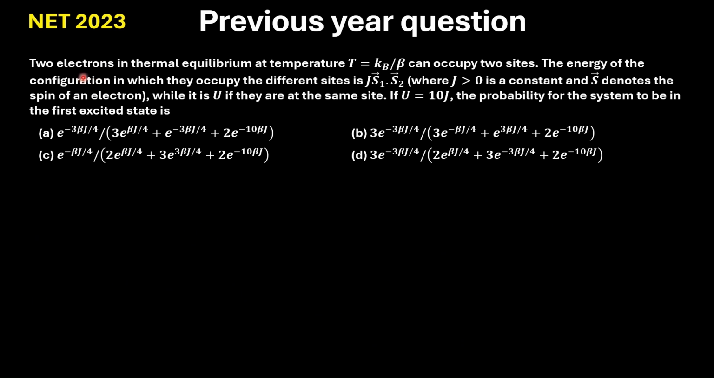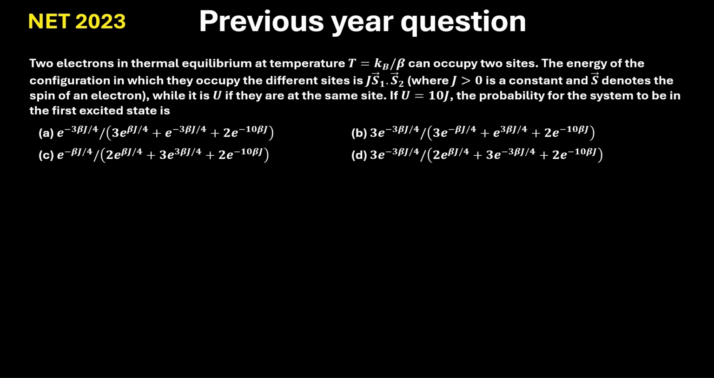In this question, it's a 2-electron system which is in thermal equilibrium and they can occupy 2 sites. And the configuration energy is given by this term, and S denotes the spin of the electron, and when the 2 electrons are occupying different sites, it is given by this expression. But if they are occupying the same site, then the energy is given by U, and U is equal to 10J, and we have to find the probability that the system will be in the first excited state.